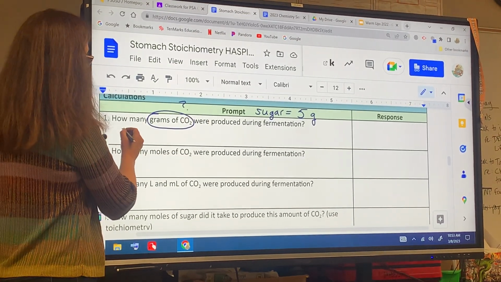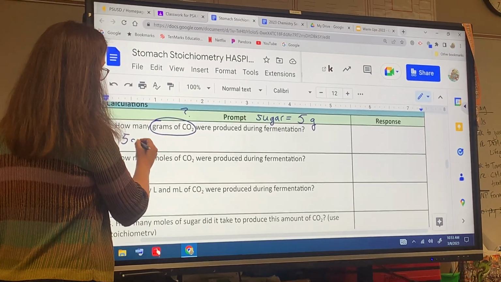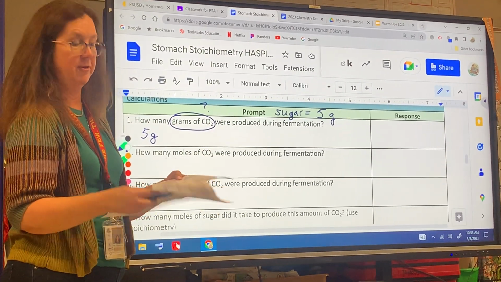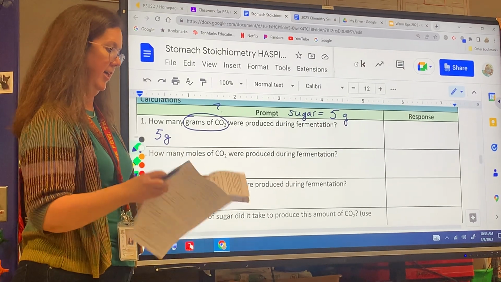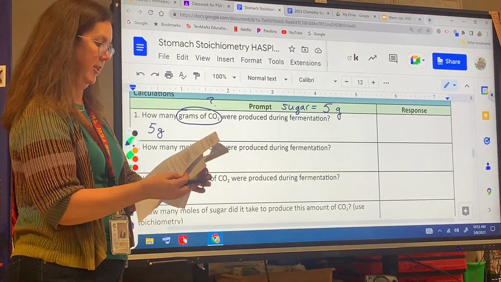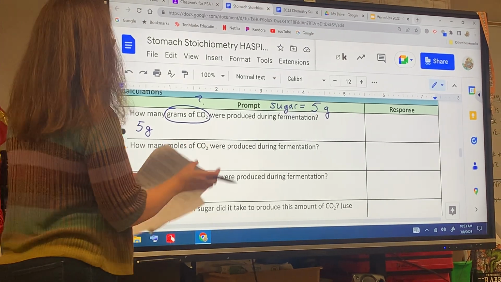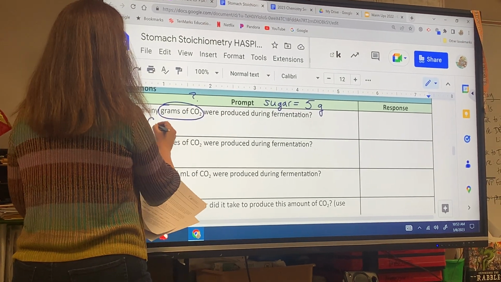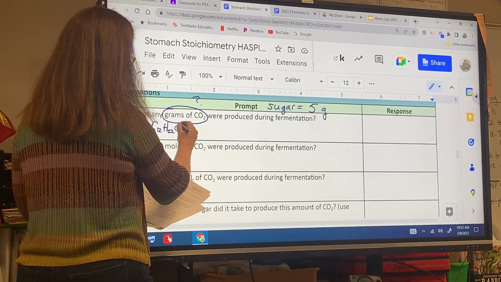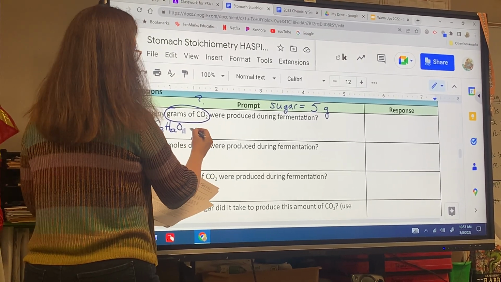Right, you write down first what you know, like you put 5 grams of sugar in because you were there, you did it. Then we need to do dimensional analysis conversions. Right, so I'm going to use this C12, H22, O11, and we're going to multiply.